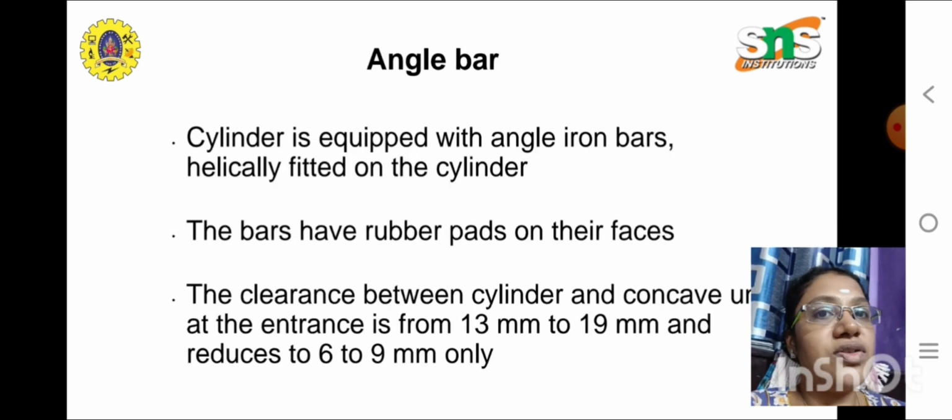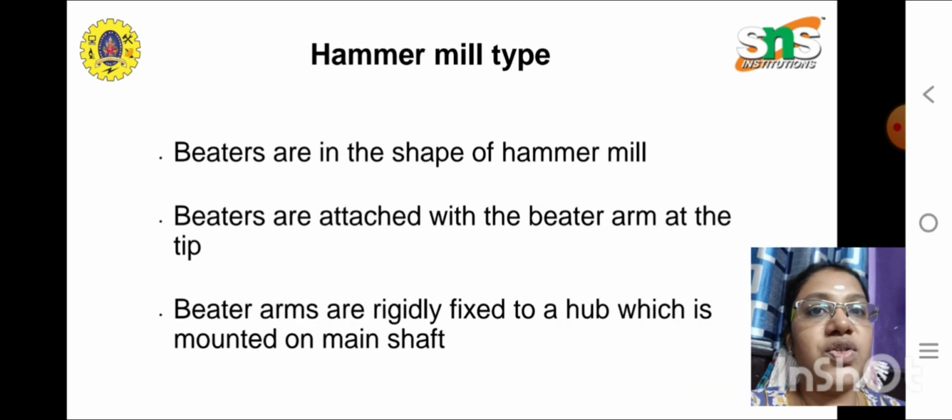An angle bar is also a type of threshing cylinder where the cylinder is equipped with angle iron bars that are helically fitted on the cylinder. The bars have rubber pads on their faces. The clearance between the cylinder and the concave at the inlet is 13 mm to 19 mm, and it reduces to 9 to 6 mm.